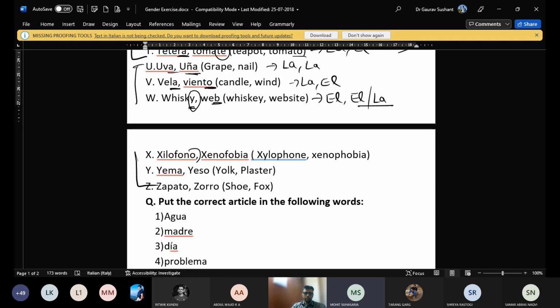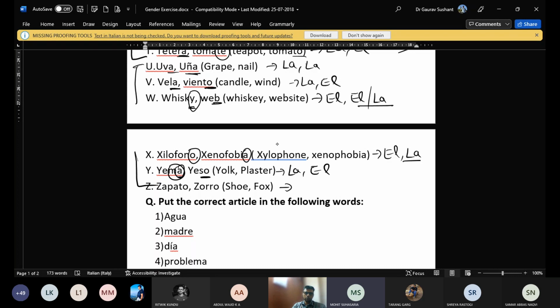Okay. Then next one, O and I ending. So it is xylophono. S sound should be there when X is coming in a word. So it will be el. Then xenophobia is the pronunciation and it will be la. Same here, yema and yeso. Don't apply that MA, PA and TA rule, that it will be masculine. No, it is simply going to be feminine. So la yema and el yeso.